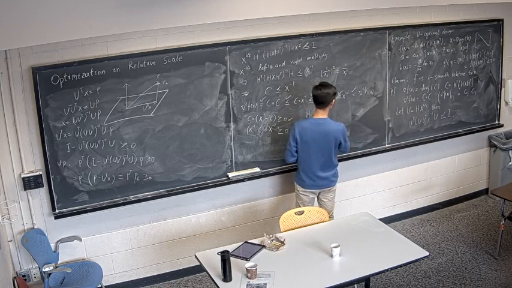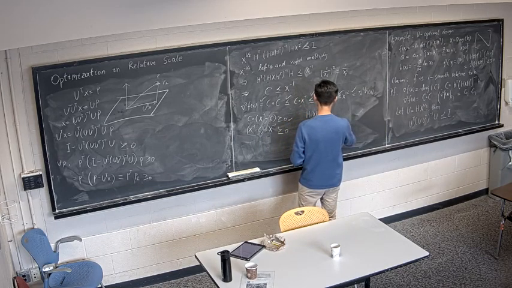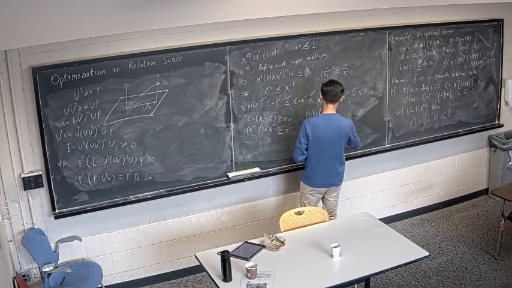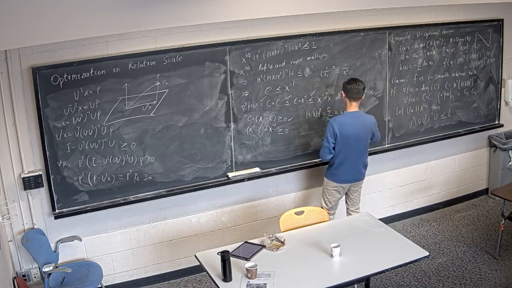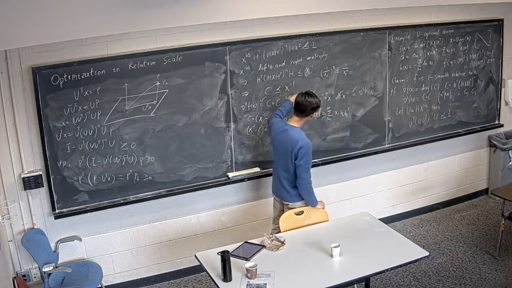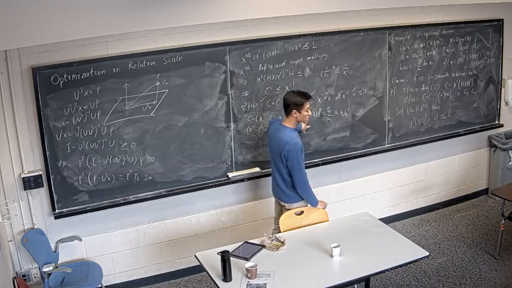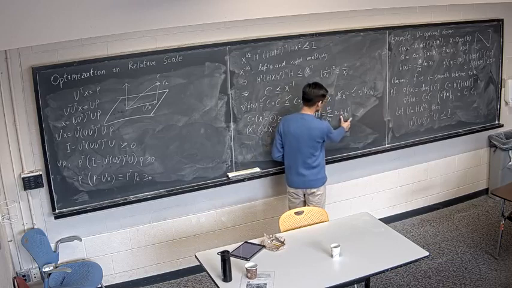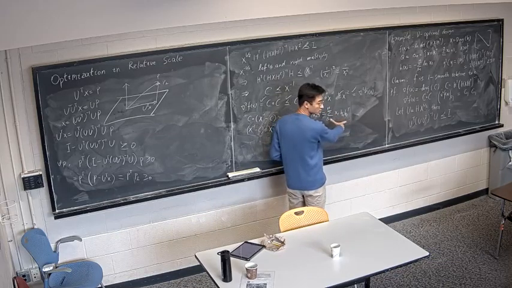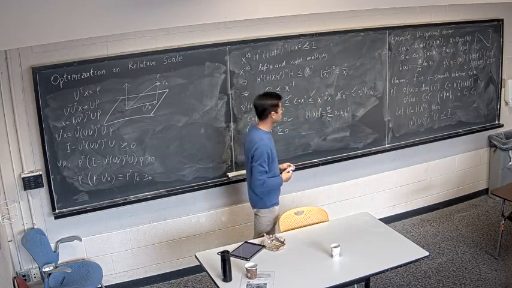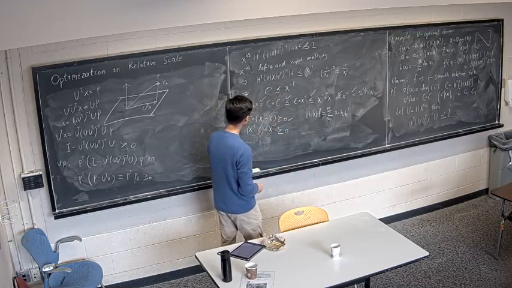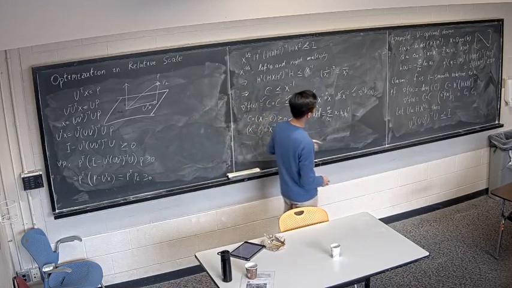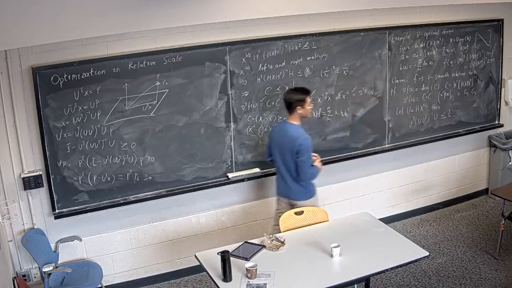H X H transpose, this is a sum where Hi is the ith column of the capital H matrix. Because this is a positive semi-definite matrix, and this is non-negative, the summation is again positive semi-definite. Okay, so from here we can say F is 1 smooth relative to H.